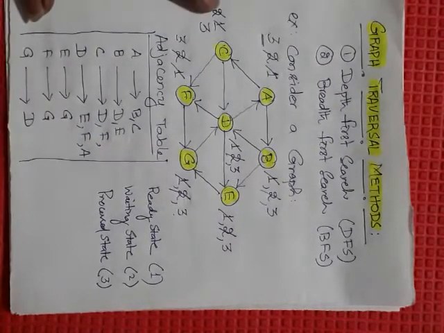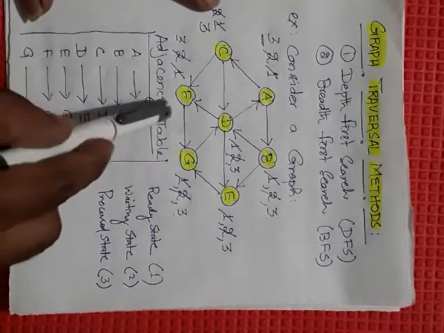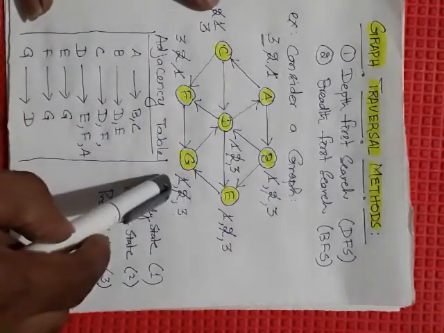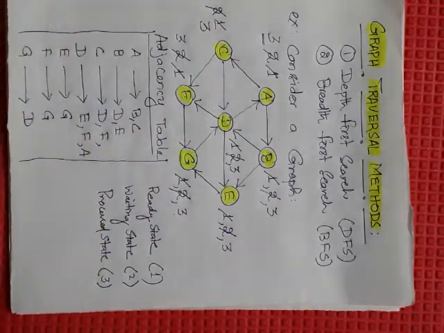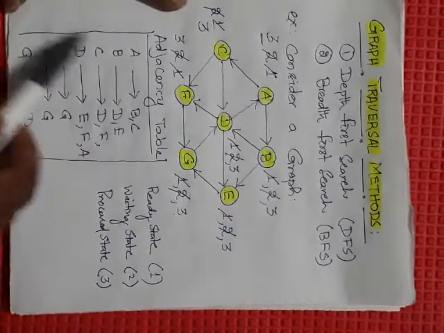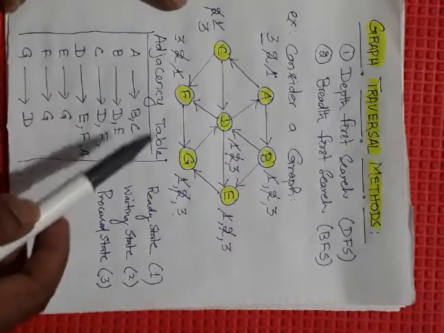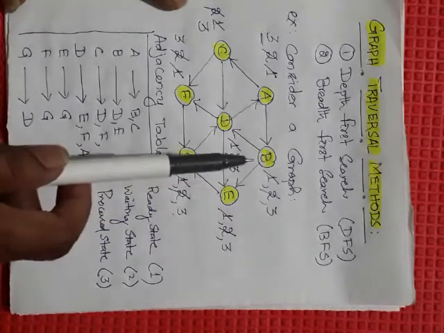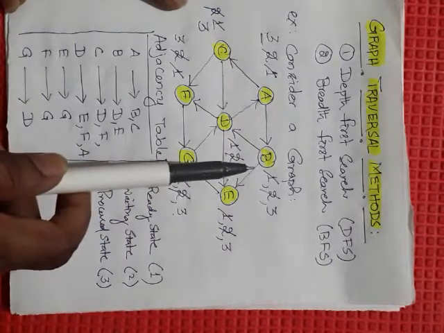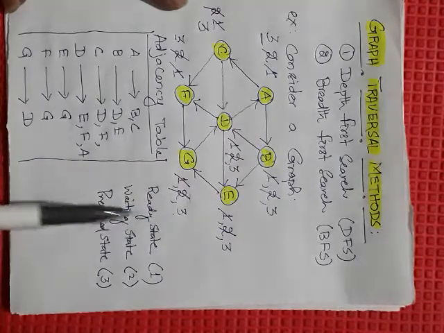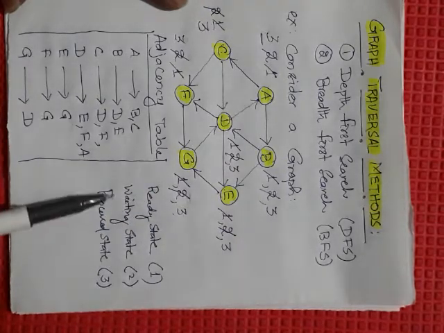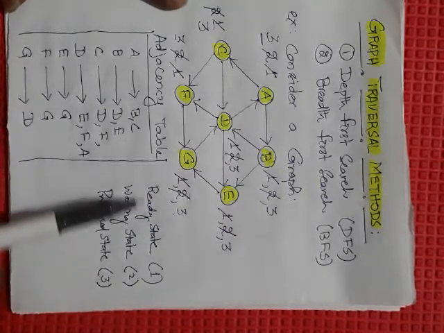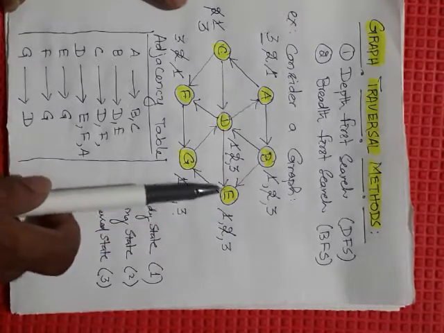So during that time you can recall that this is a particular graph I have taken as an example, where we have found the adjacency table, and during traversing with the help of a stack we have identified every node with a certain state. There are three different possible states, that is ready state, waiting state and process state. Ready state is the initial state of every node.